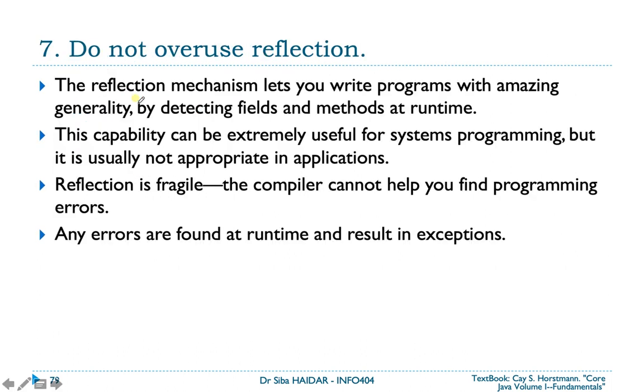And the last rule of this lesson, do not overuse reflection. The reflection mechanism lets you write programs with amazing generality, by detecting the fields and methods at runtime. This capability can be extremely useful for systems programming, but it is usually not appropriate in application. Reflection is fragile. The compiler cannot help you to find programming errors. Any errors are found at runtime and result in exceptions and not in compilation errors.